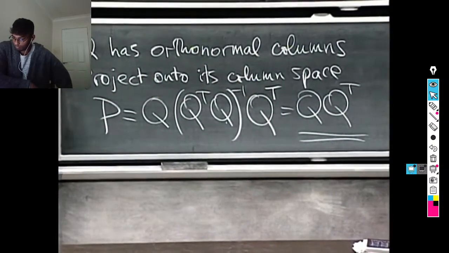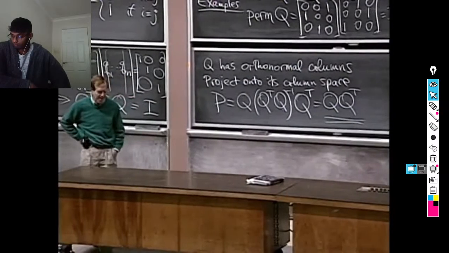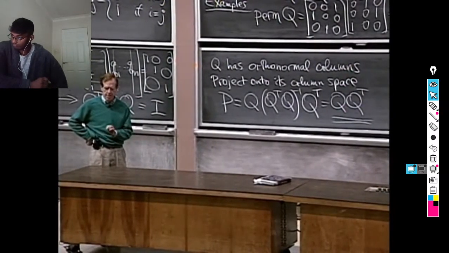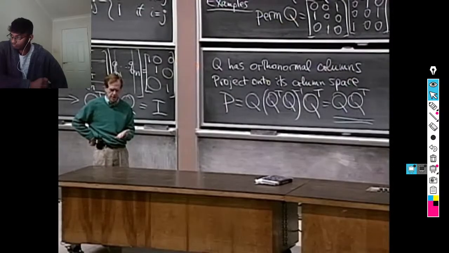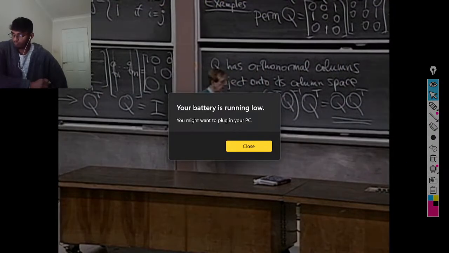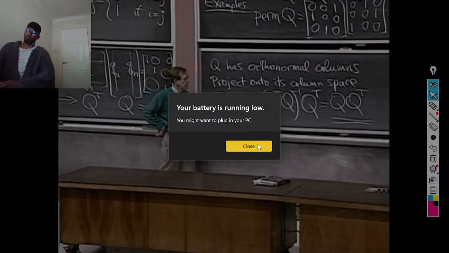So Q Q transpose is a projection matrix. Oh, I can't resist just checking the properties. What are the properties of a projection matrix? There are 2 properties to know for any projection matrix. And I'm saying that this is the right projection matrix when we've got this orthonormal basis in the column space. Okay.